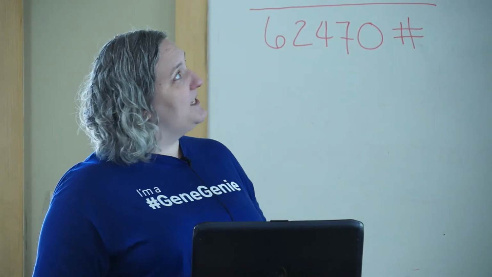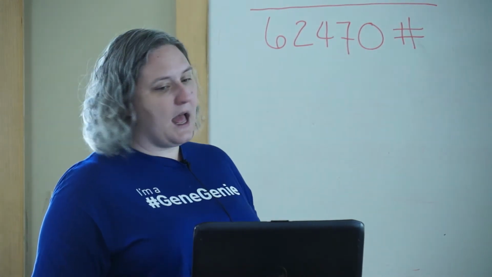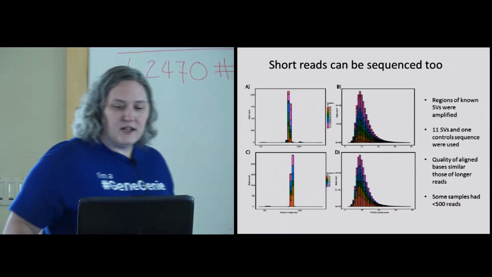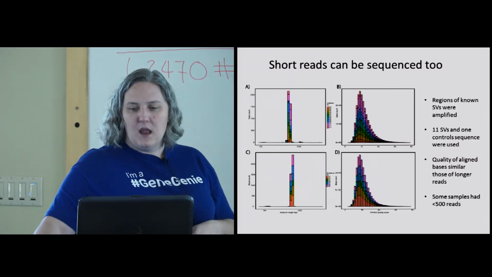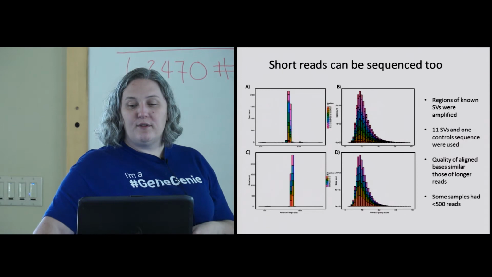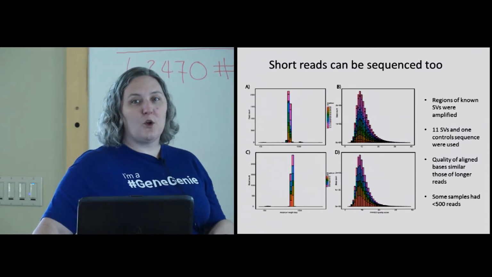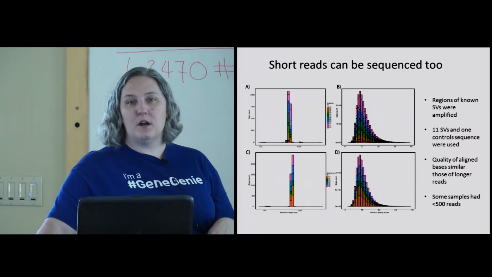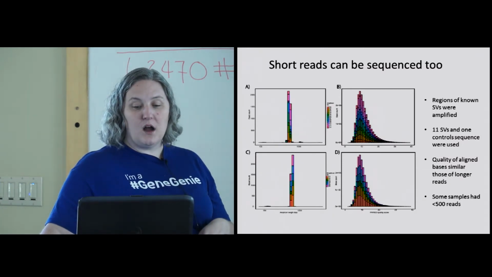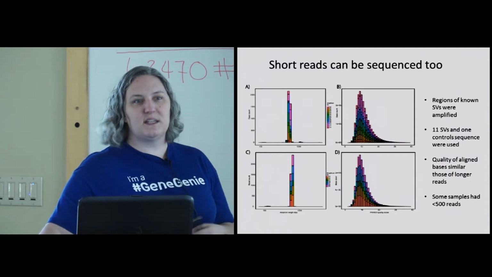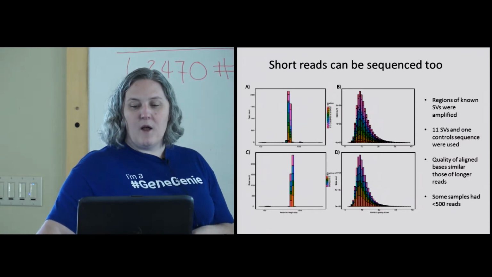These are short reads that can be sequenced too, and what we see is that they selected regions of a genome where there were known structural variations. This is a pilot study, and they used 11 structural variations in one control sequence. For sequencing the smaller reads, 1.5 thousand bases, the quality of the bases is quite similar to longer reads. There's no difference in performance using the shorter reads.